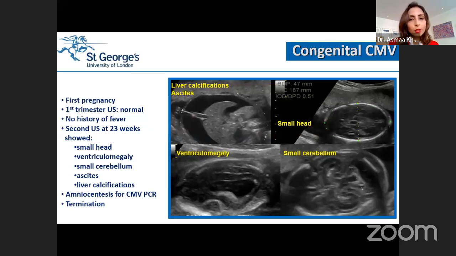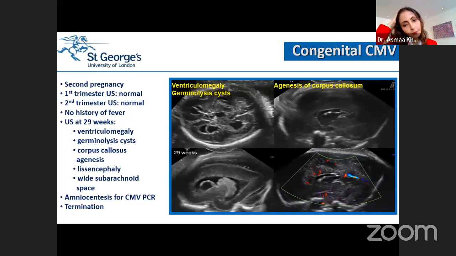I've got a couple of cases to show you. This is often a common scenario for congenital CMV. This was the first pregnancy. The first trimester ultrasound scan was normal. There was no history of maternal fever. Then she came for the anomaly scan at 23 weeks, and the scan showed a small head, ventriculomegaly, small cerebellum, ascites, and liver calcifications. Of course, you suspect congenital infection, you do amniocentesis, and the CMV PCR is positive. Because the baby has lots of abnormalities, the risk of symptomatic CMV is quite high, and therefore the woman was counseled and opted for termination, which is obviously a legal option in the UK.